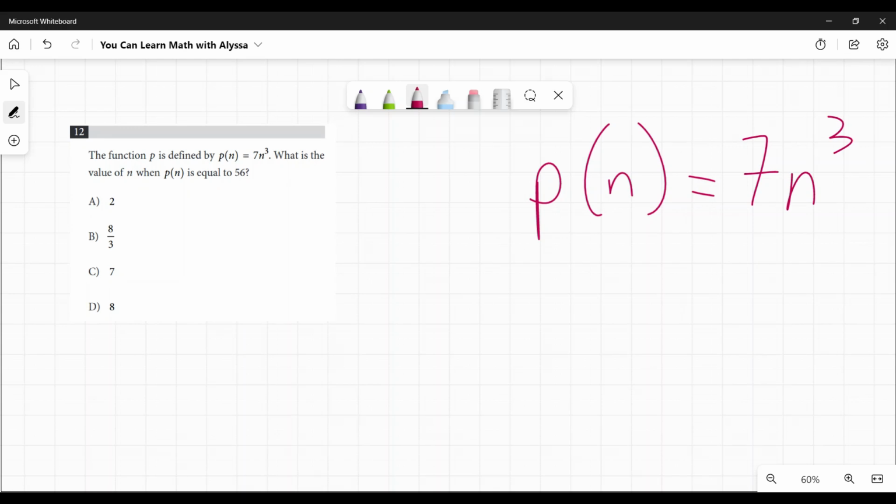I understand completely. Whenever it would get discussed in school, I was always like, but this f of x, why can't you just say y? P of n, g of n, what is this? I know, I get it.